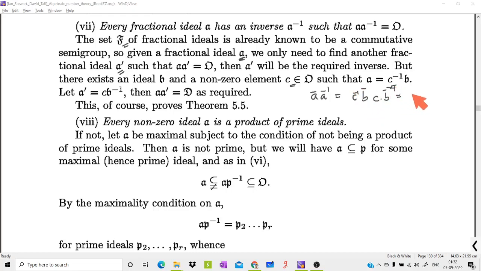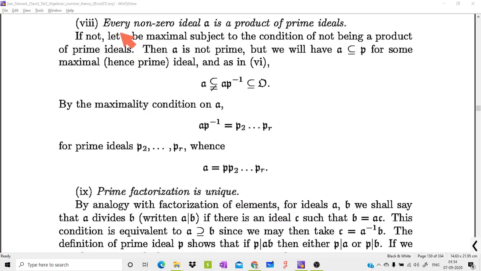So now we can write it as B inverse equal to O. Now for every fractional ideal we can define A inverse as A prime in this manner. So this proves result 7. Now we can prove result 8: every non-zero ideal A is a product of prime ideals.